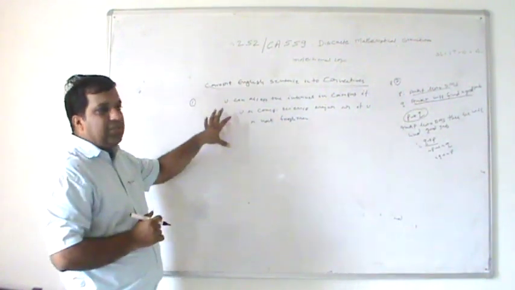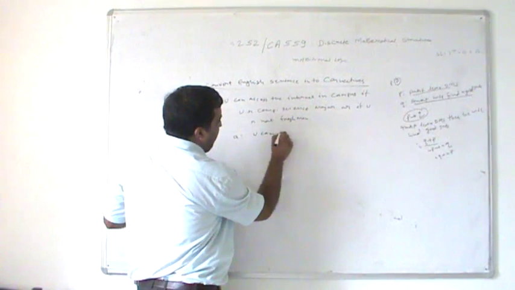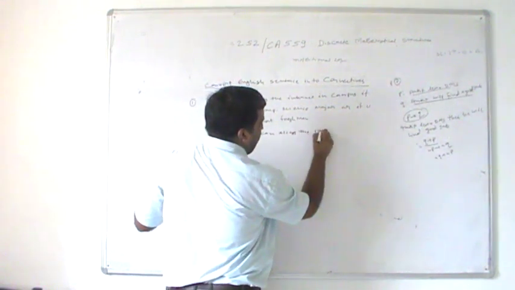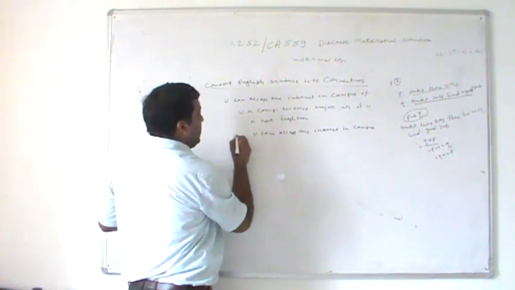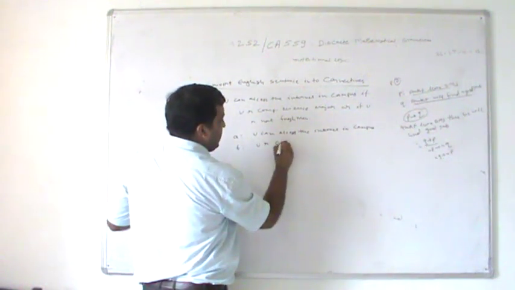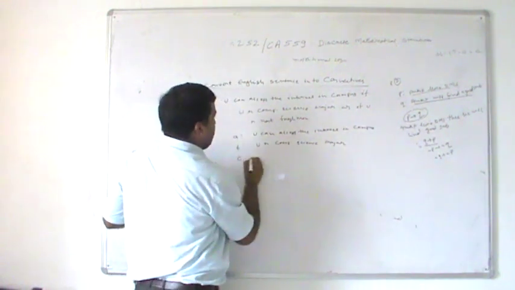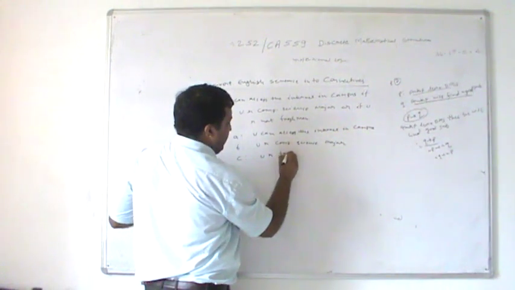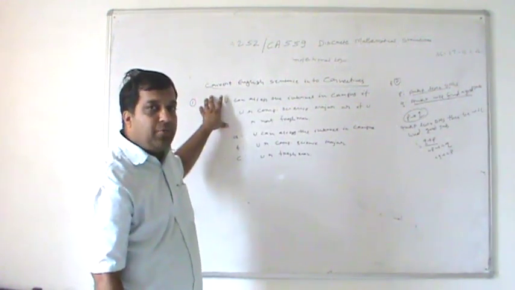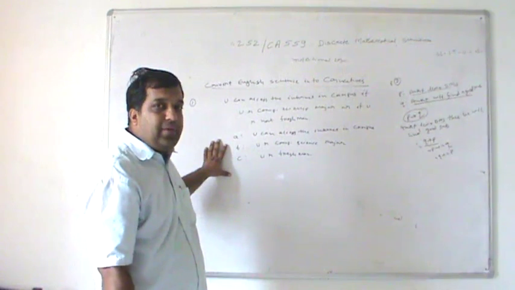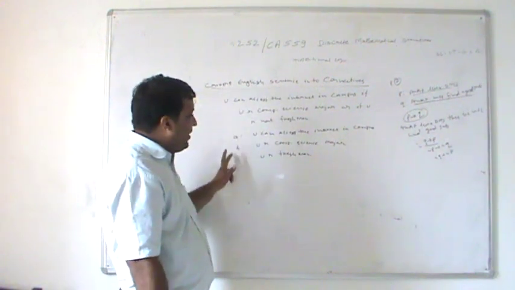So this sentence we can convert into propositional variables. First we take proposition A, you can access the internet in campus. Proposition B, you are a computer science major, and proposition C, you are a freshman. You have to remember this one point: wherever an expression can be represented in negation form, you convert it into the proposition variable and represent it using negation. So here we have three proposition variables A, B, C.